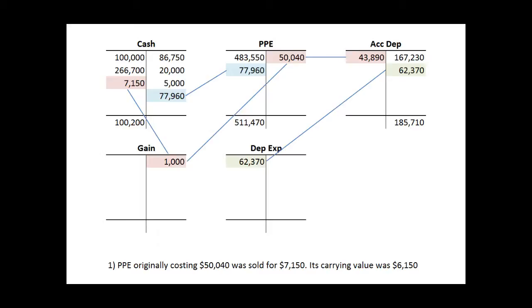Property, plant and equipment, we start with 483,550. We end with 511,470. Accumulated depreciation, we start with 167,230. Come all the way down here, and we end up with 185,710. Depreciation expense is a profit and loss account, so it doesn't have anything to start with.